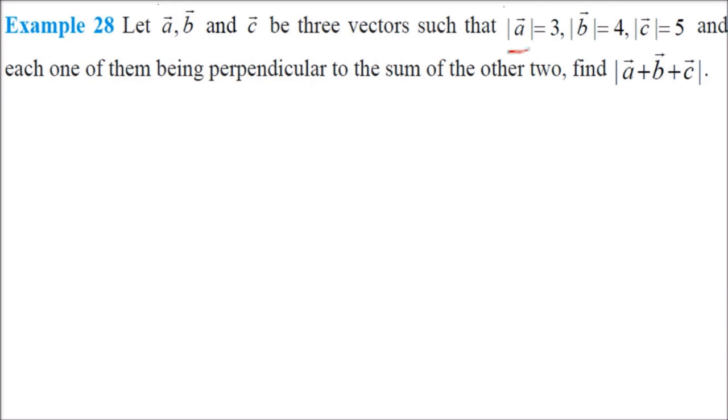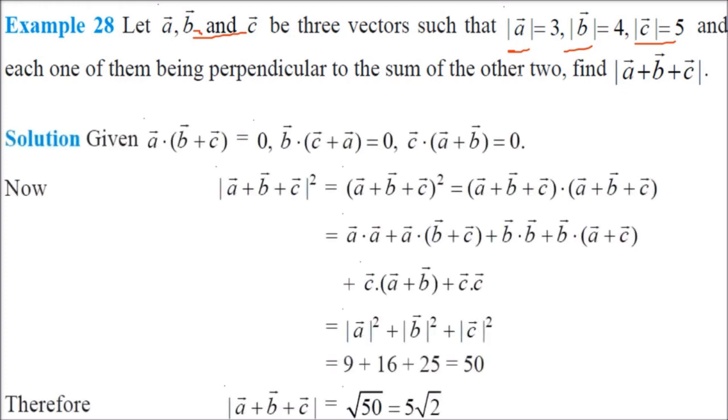Let A, B, C be 3 vectors such that the magnitudes are given as 3, 4, 5 for A, B, C, and each one of them is perpendicular to the sum of the other two. Then we have to find A plus B plus C and take its magnitude. So how do we do this? We know that A dot (B plus C) is 0, B dot (C plus A) is 0, and C dot (A plus B) is 0. This is given because each one of them is perpendicular to the sum of the other two.